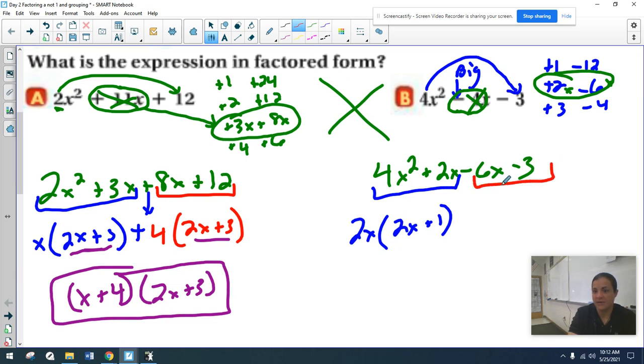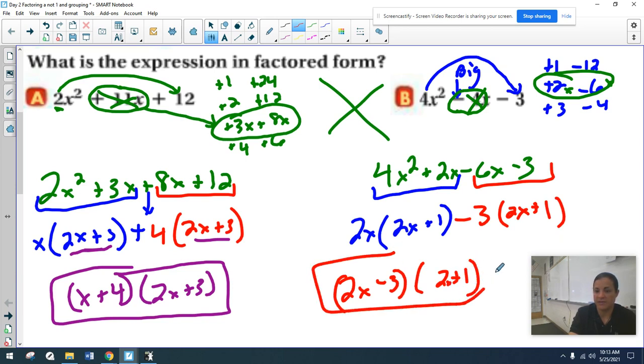And my GCF here, make sure you bring that sign, whatever that sign is, bring it down. My GCF here is 3. And you're really dividing by a -3. So -6x divided by -3 is positive. -3 divided by -3 is a positive one. Parentheses match, so I know I did it right. Your final answer, put your GCFs together. 2x minus 3. And the matching, 2x plus 1 is your other.